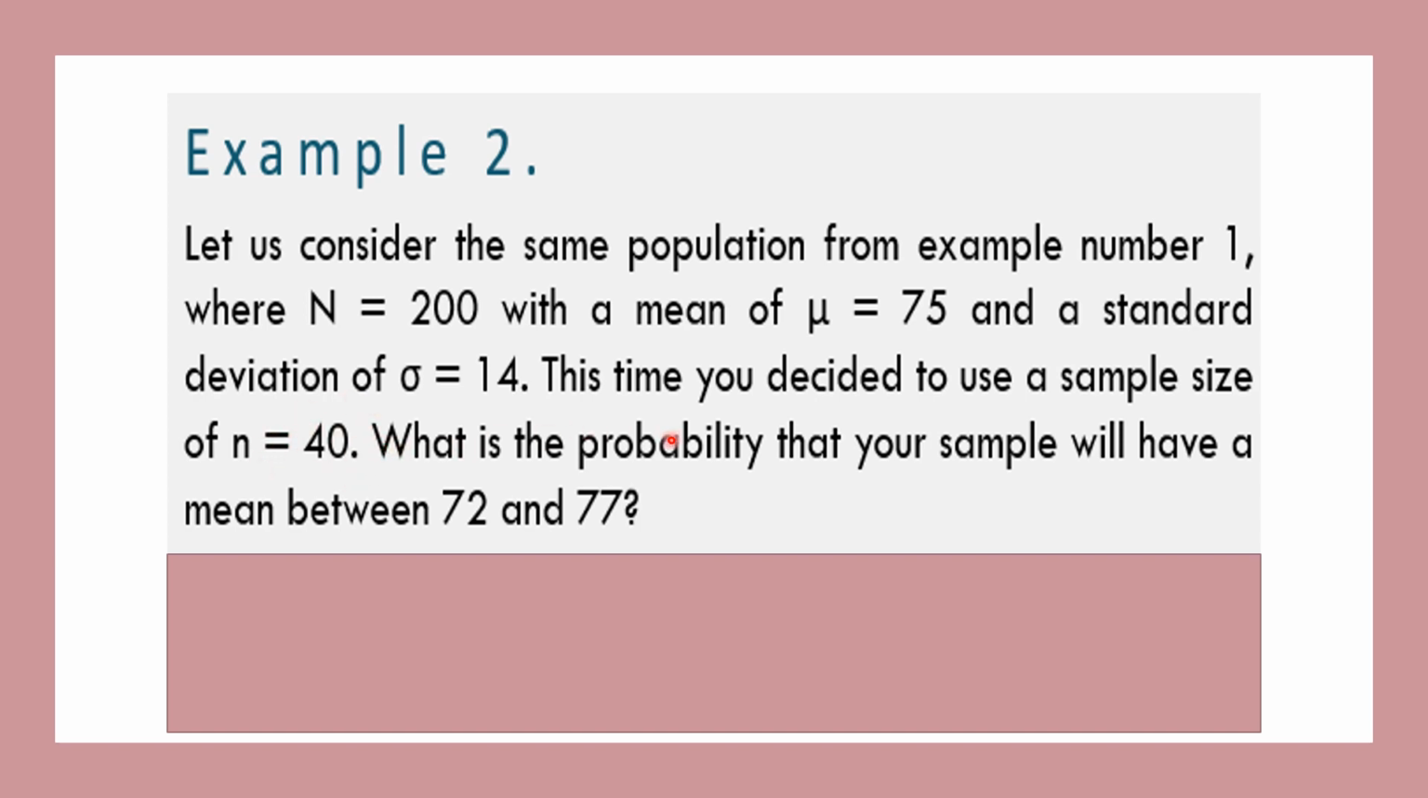Ngayon, yung tinatanong naman dito is what is the probability that your sample will have a mean between 72 and 77. So, case 3 naman to, no? Since between siya, so hindi na natin gagamitin yung 0.5, gagamitin na natin yung area, no? Ng equivalent Z-score ng 72 and equivalent Z-score ng 77. So, I will leave this to you and you answer it in your notebook.